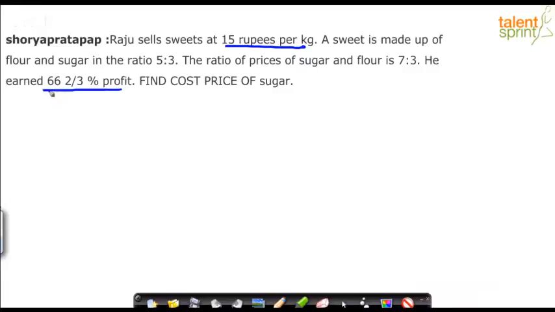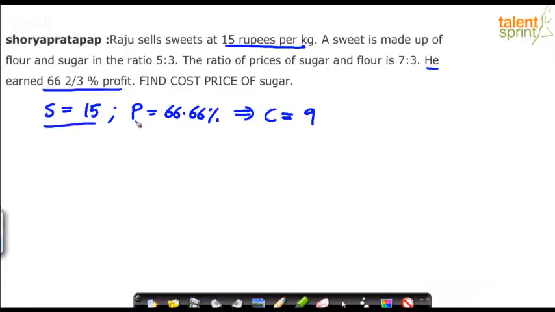And we know that he earned 66 2/3% profit. So basically selling price is equal to 15 rupees. Profit is equal to 66.66%, right? 66 2/3. So by using these two, I can say the cost price here will be how much? If you take 166.6, 5 parts, so cost price will be 9 rupees. You getting it? I have done mental calculation. I'm sure even you guys can do. Selling price is 15, profit is 66.66%. So cost price will be 9 rupees. Now look at the remaining part of it.